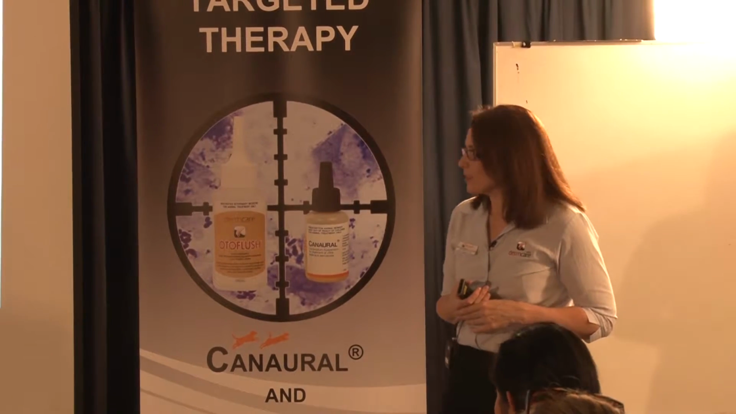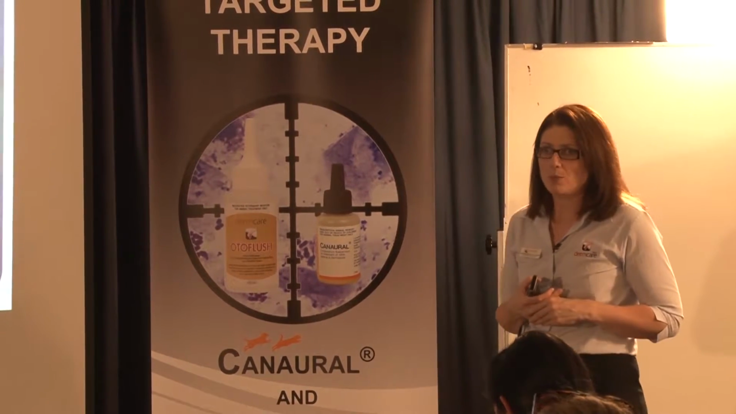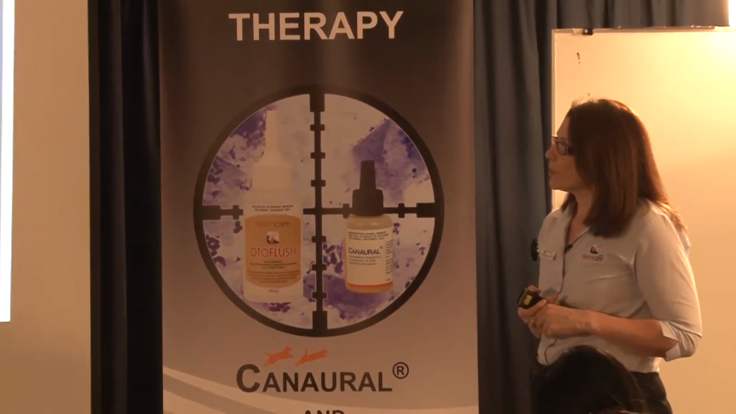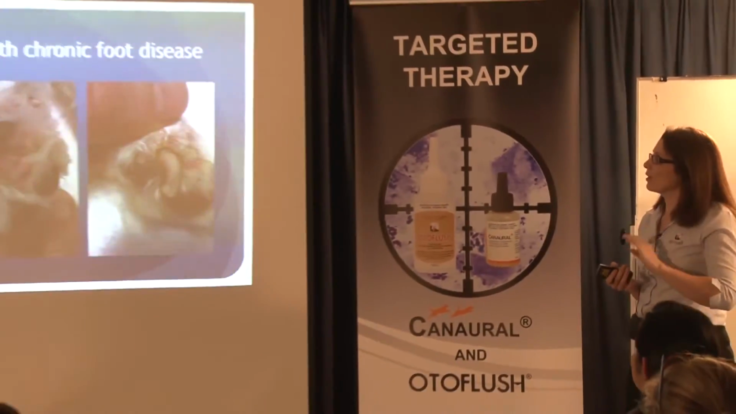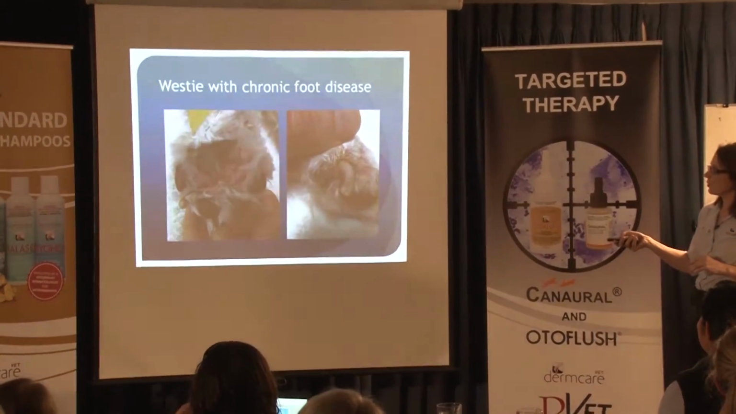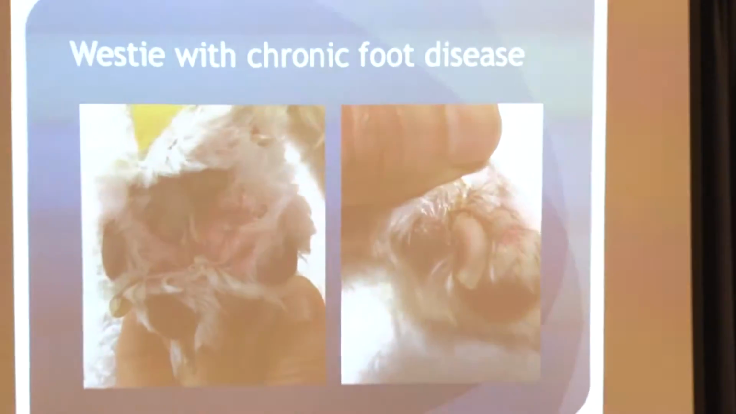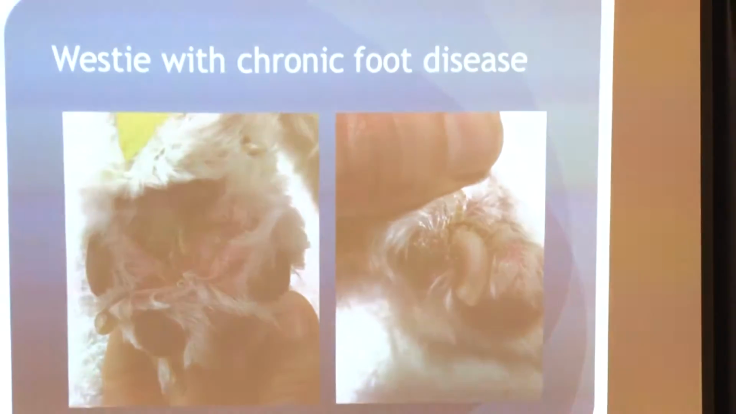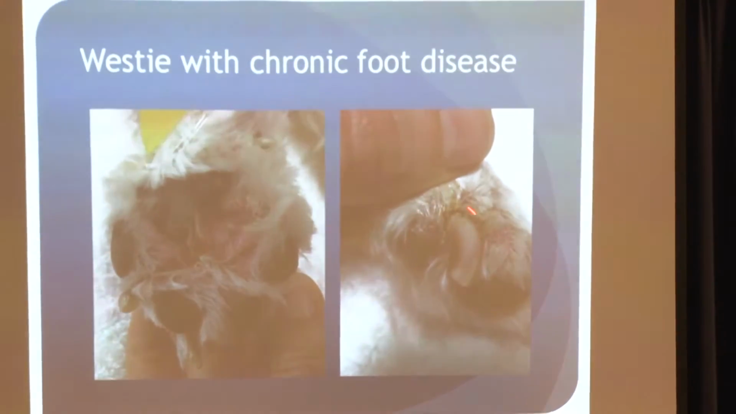A couple of cases to go through to integrate what we've talked about with the techniques. This was a West Highland White Terrier with chronic foot disease over the course of several years. We can see that we've definitely got some interdigital erythema, some discharge and some crust around the nail beds there.